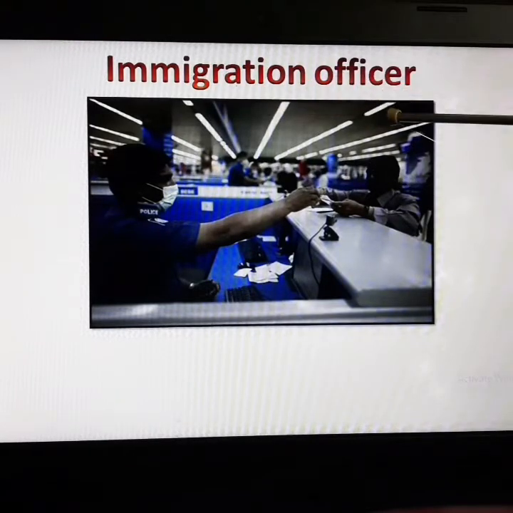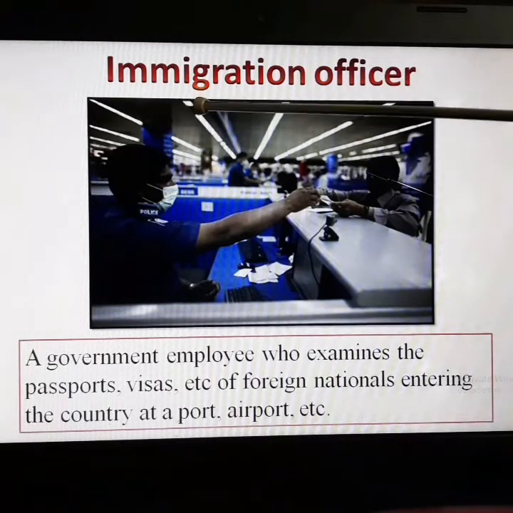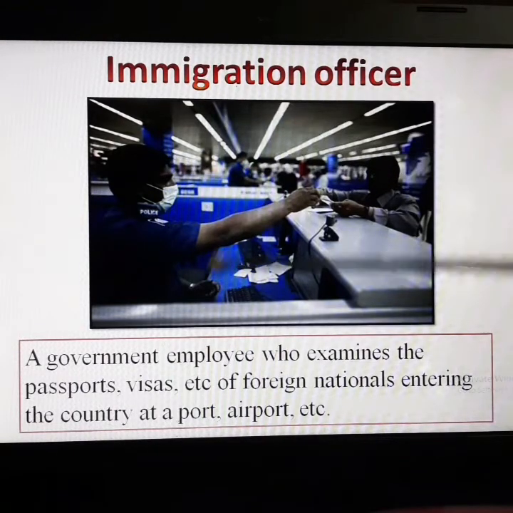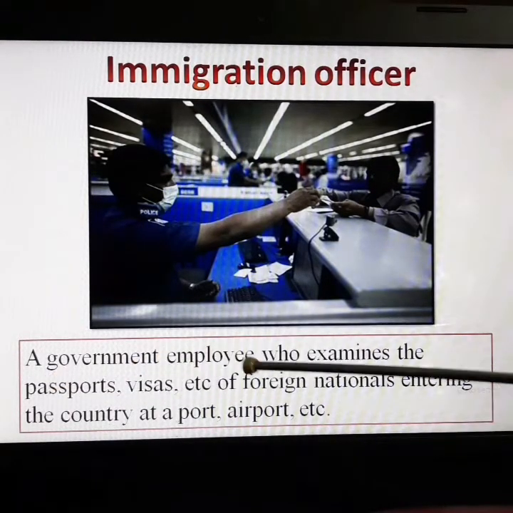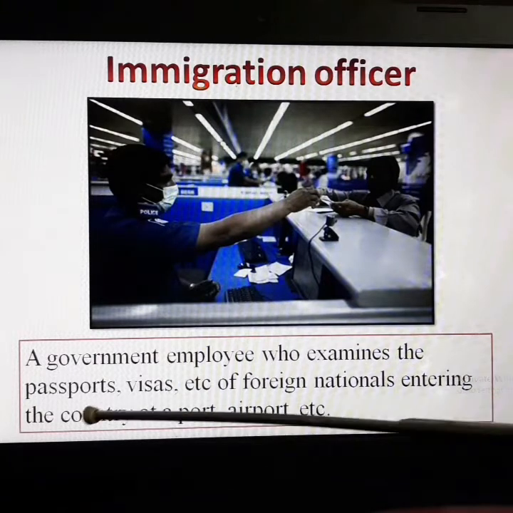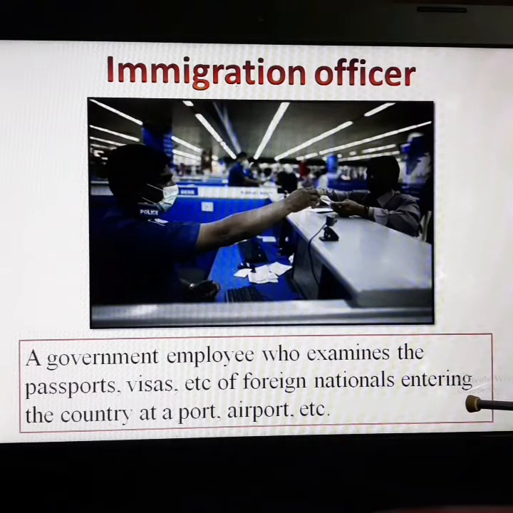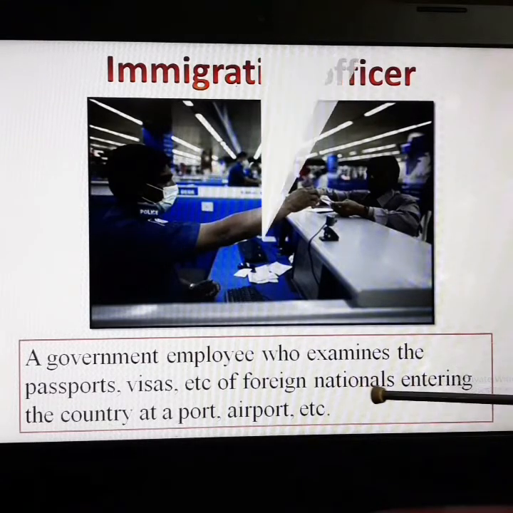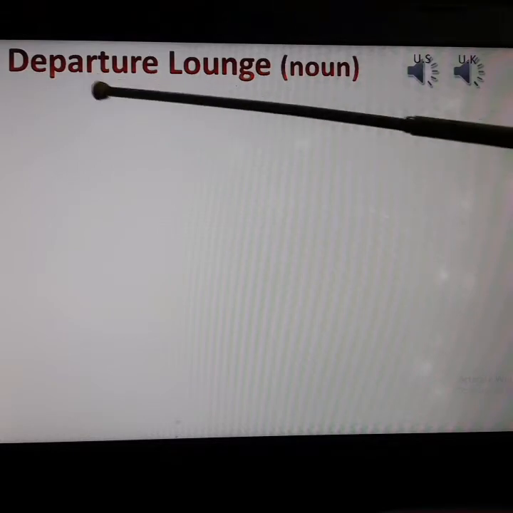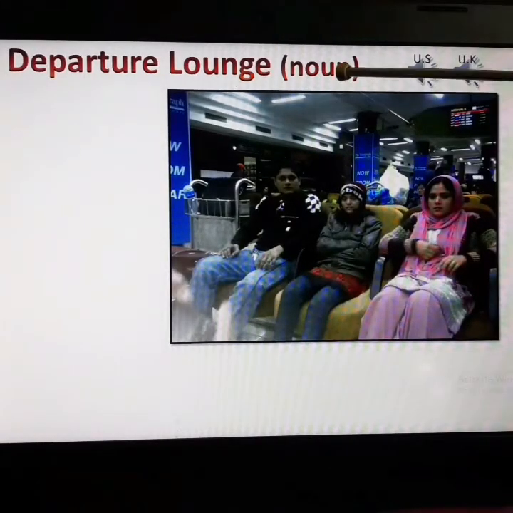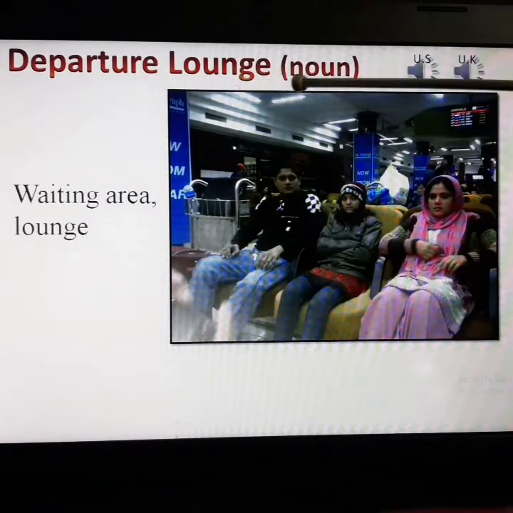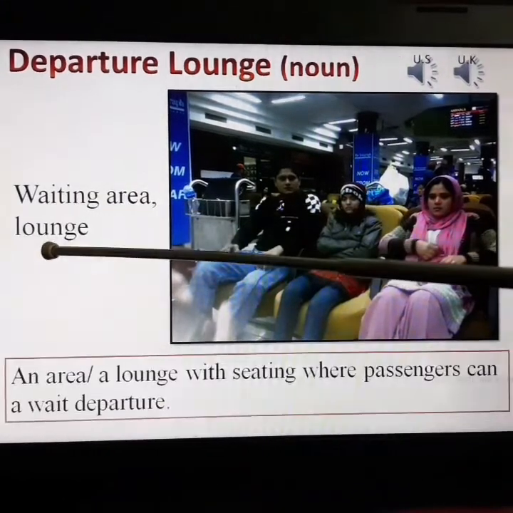Immigration officer. Bengali meaning is Obhibashon Karmakarta. A government employee who examines the passports, visas, etc. of foreign nationals entering the country at a port, airport, etc. Departure lounge, it's a noun. Waiting area lounge.